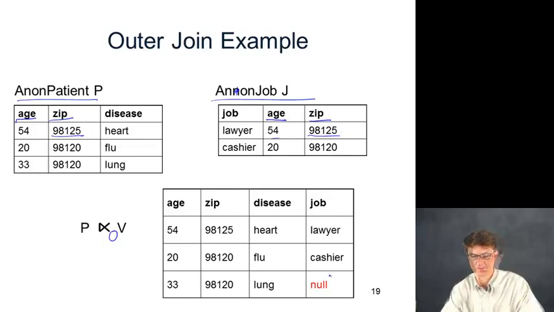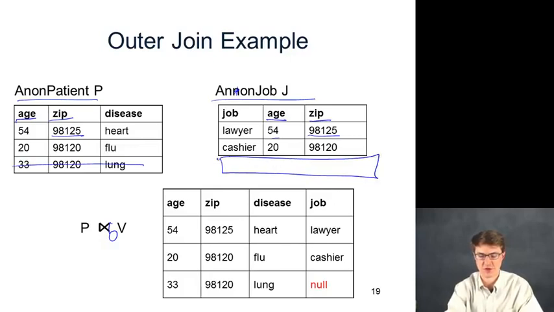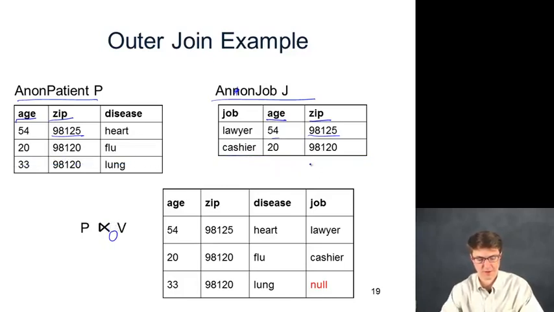Okay. So if we had just done a join, then this tuple would be removed from the output because it has no corresponding tuple on this side. There is no 3398120. But because we did an outer join, we do include the tuple and we pad it with a null here.